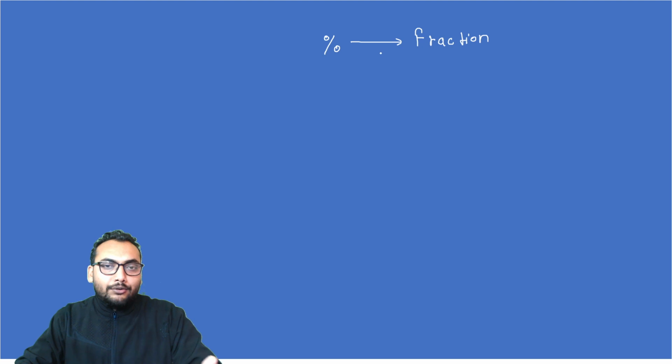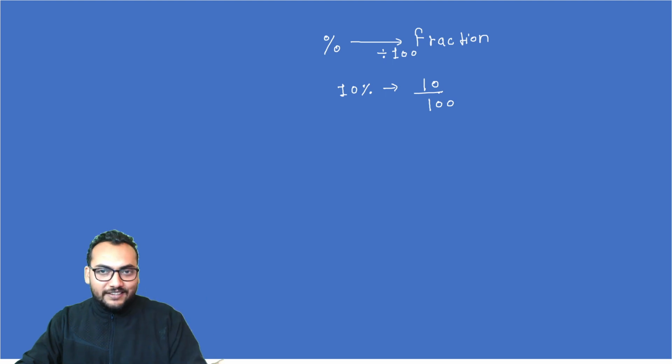So firstly, if you want to convert percentage into fraction, you need to divide it by 100. For an example, if I want to convert 10% into fraction, I will simply divide 10 by 100. Basically what we are doing here, I'm sure you will get what I'm trying to say.